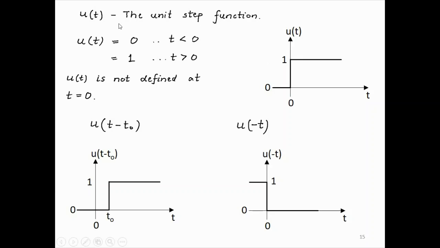Now once u of t is defined, we can define auxiliary functions. So u of t minus t0 will be a function which, here for u of t the transition occurs at t equal to 0, so here the transition will occur when t minus t0 is equal to 0, which is t equal to t0. So this is the function u of t minus t0. It makes the transition at t equal to t0. Of course, t0 can be positive or negative. This is u of minus t. So u of minus t is 1 for t less than 0 and 0 for t greater than 0.